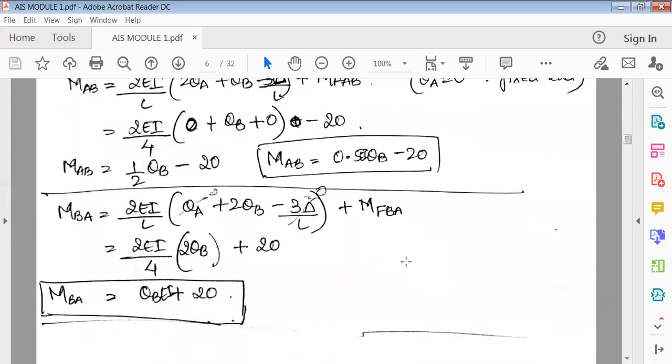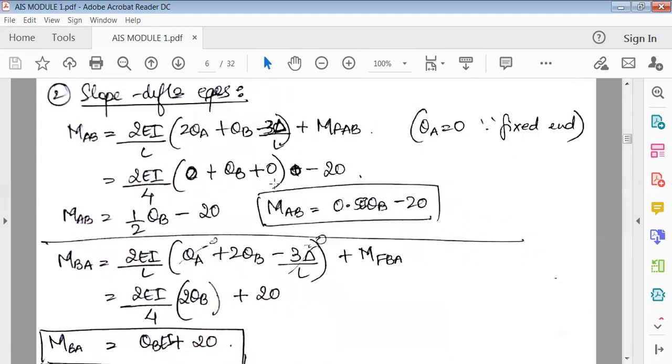Next, calculate the second slope deflection equation. The second slope deflection equation is MBA. MBA is nothing but 2EI by L. Now this time you're writing B first. So B first means write this formula as it is. Theta A would be 0, because you always go in sequence. Plus, now theta B you're writing first here. Whichever is the first joint, you should multiply with 2.